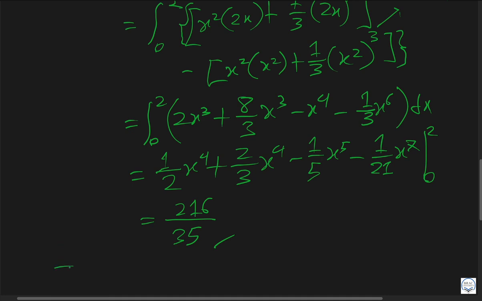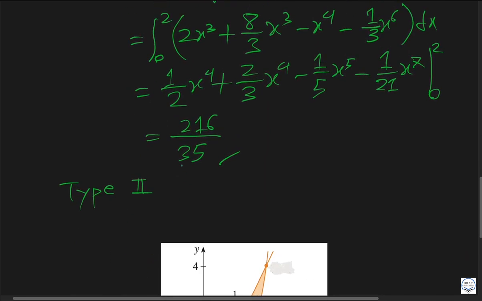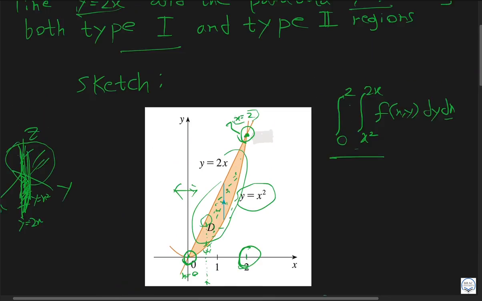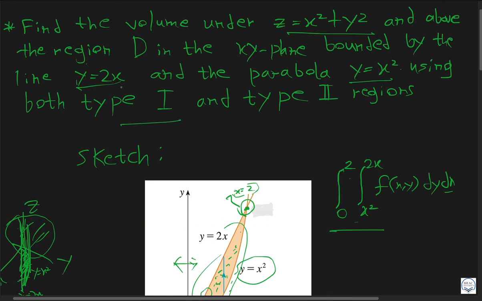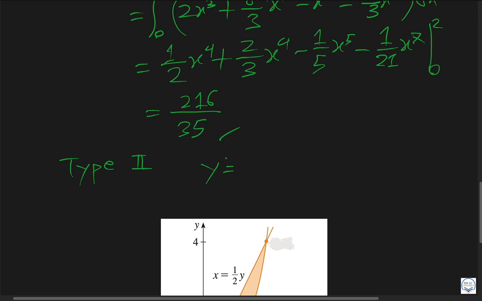Now let's solve this problem by using a type 2 domain. Again, from the question, if you remember, it's written that our domain D is bounded by the line y equals twice x and the parabola y equals x squared. So we'll just restate that: y equals twice x and y equals x squared.